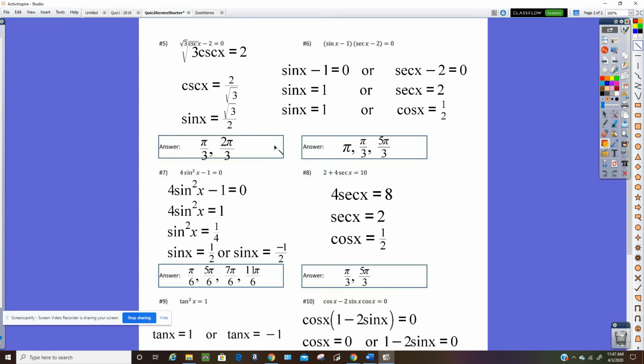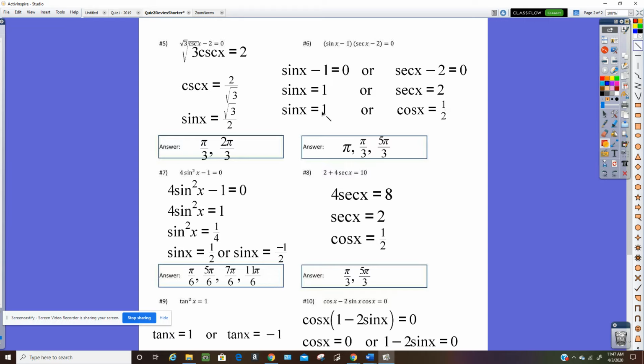And then number 6, this is already factored for you, so equate each factor to 0. So sine x minus 1 equals 0, or secant x minus 2 equals 0. Adding 1 to both sides here, you have sine x equal 1. If you add 2 to both sides here, you get secant x is equal to 2. Well, that means that the reciprocal of this, which is 1/2, is equal to cosine x. So cosine x is equal to the reciprocal of 2, which is 1/2.